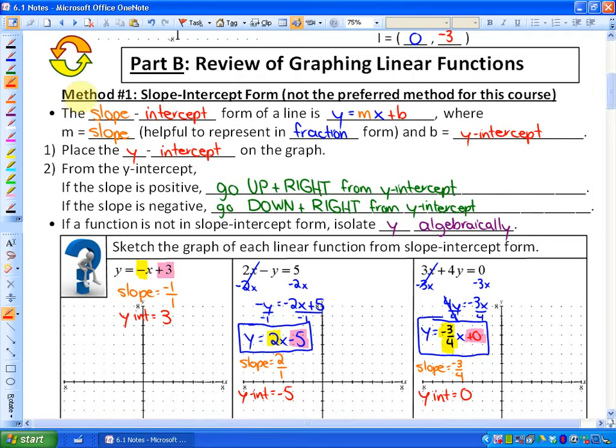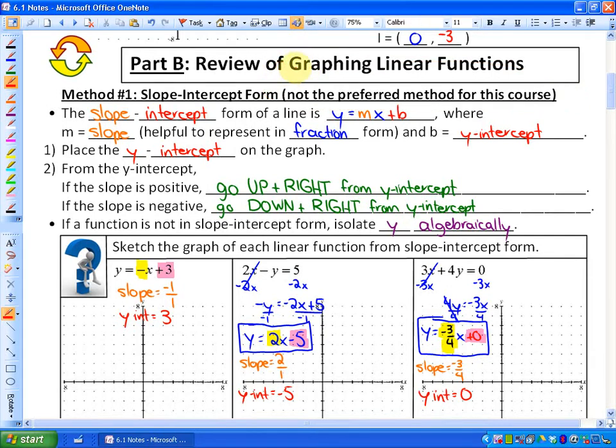One method of graphing lines, and there's many of them, so there are relationships between variables that can create lines. One method is called the slope-intercept form, and something to be really careful of is I would steer clear of this as much as possible. It's not the preferred method for this course, but it is a method that you could use if nothing else makes sense. So, really quick review.